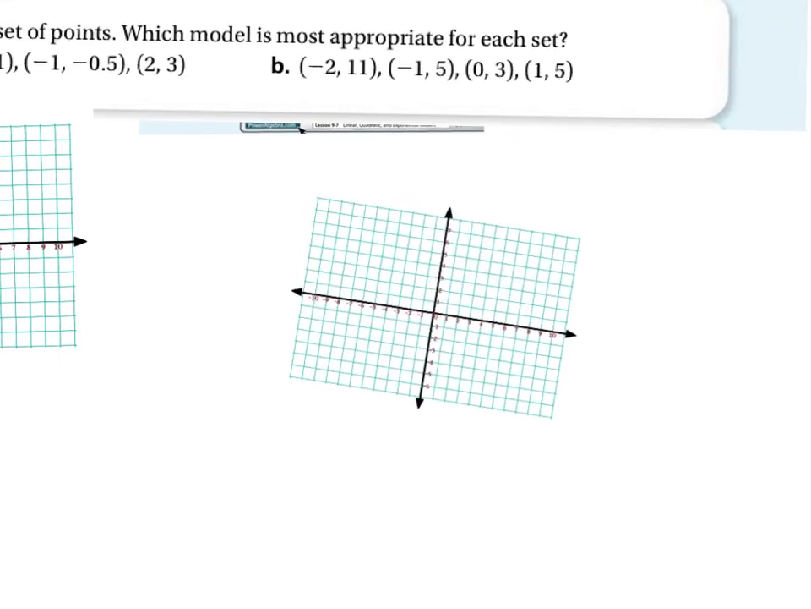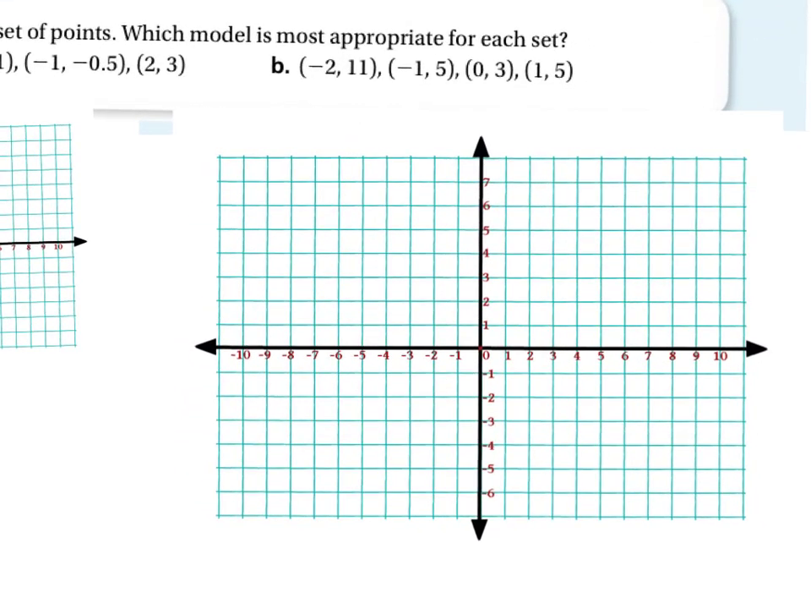Part B, same idea. We'll graph these points. Negative 2, 11 is going to be off the charts up here somewhere. And regardless, though, we can see that the graph went down and then it starts to go back up again. So this would be quadratic. This is going to be a parabola here.